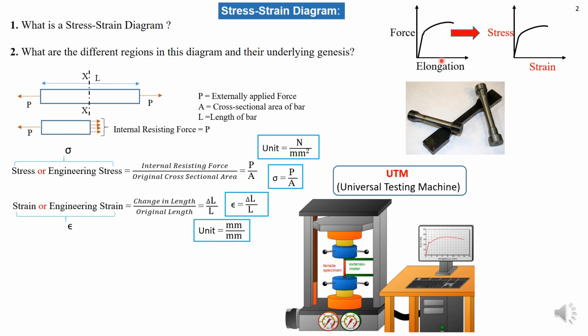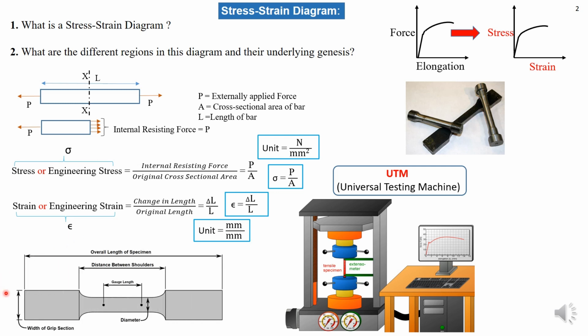In order to normalize it, if you divide the force by the cross sectional area and the elongation by the length, we get a graph which represents stress and strain, and this will remain the same for one material no matter which type of sample you are using, provided they are according to the ASTM standards.